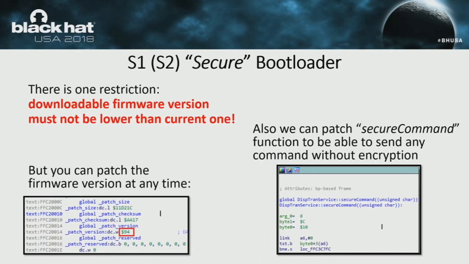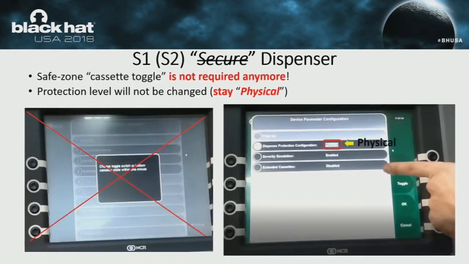The encryption function was professionally implemented, so we decided to patch the secure command function so that it could execute any secure commands without any encryption. To do that, you just need to make a move 0 to D0 in assembly language and then perform a return call. To sum up, we have the ability to not use the cassette or tumbler switching.